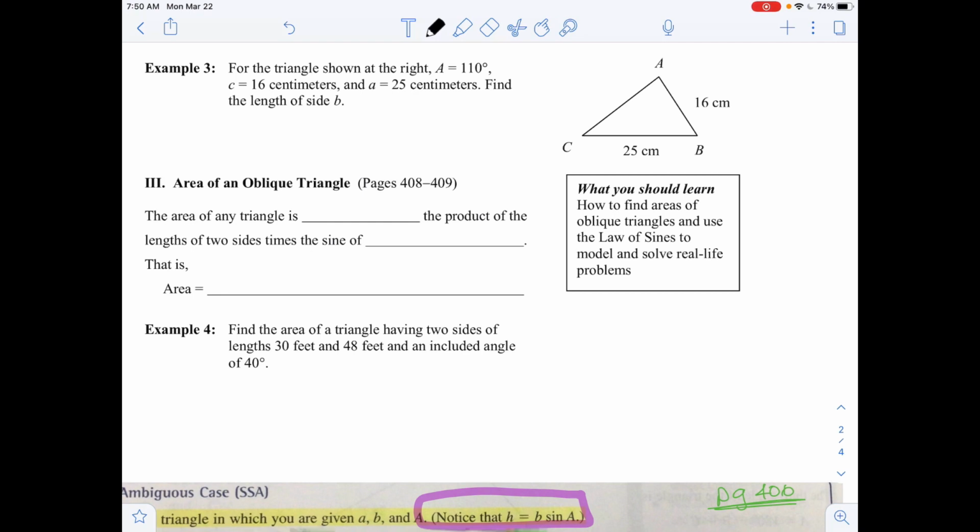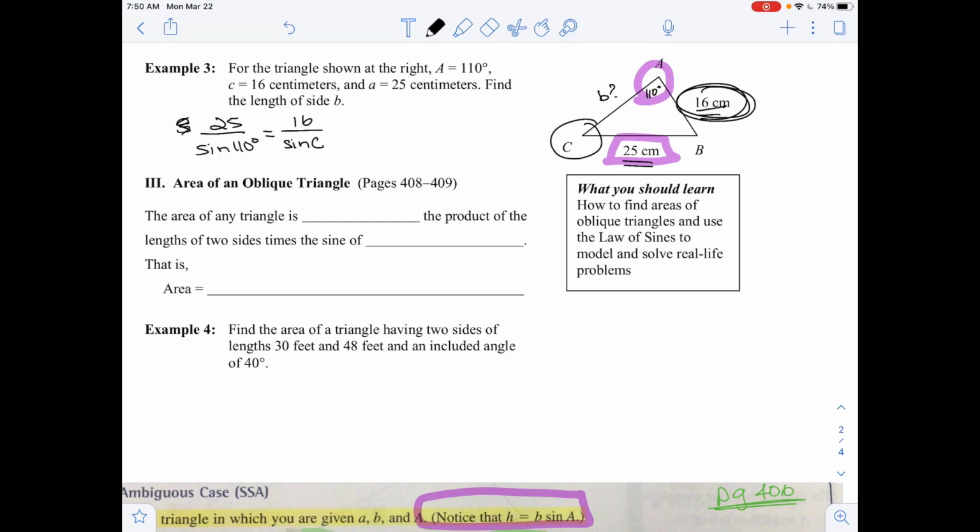All right, let's go ahead and use this information and solve here. For the triangle at the right, angle A is 110 degrees, side C is 16, and side A is 25. Let's find the length of side B. We know here we can use the law of sines because we have an angle and its opposite side. Actually, we're going to have to find angle C first, because that's the only other piece of information we're given. So we're going to find angle C first.